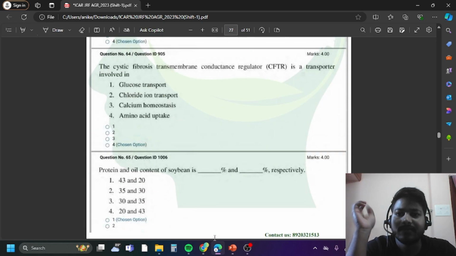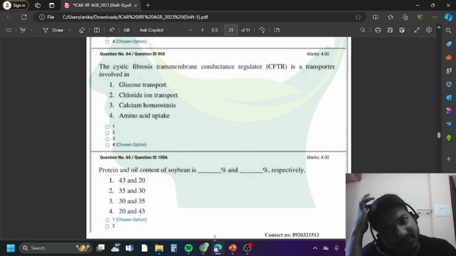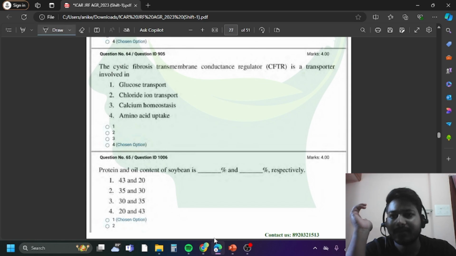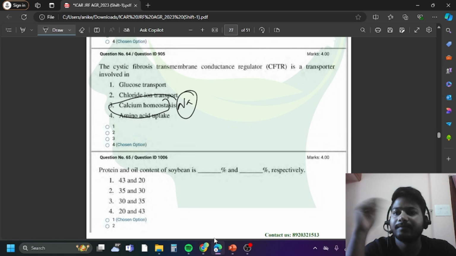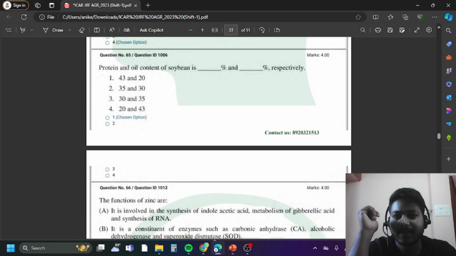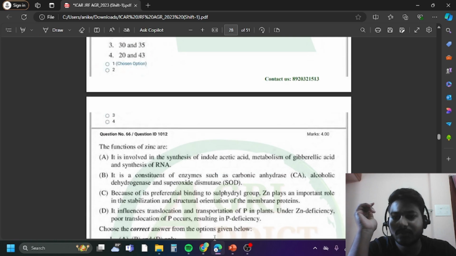The cystic fibrosis transmembrane conductance regulator, CFTR, is a transporter involved in calcium homeostasis, also sodium. Calcium and sodium homeostasis. It's a nutrient transport mechanism. Protein and oil content, you know this question.